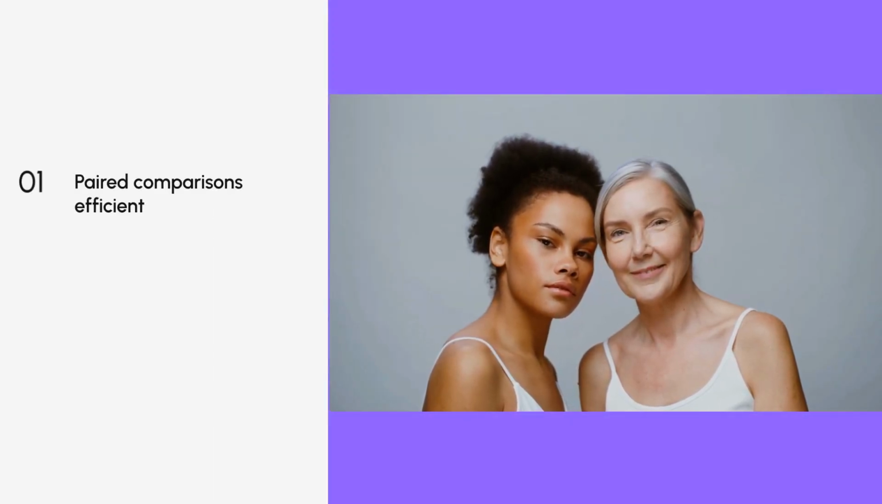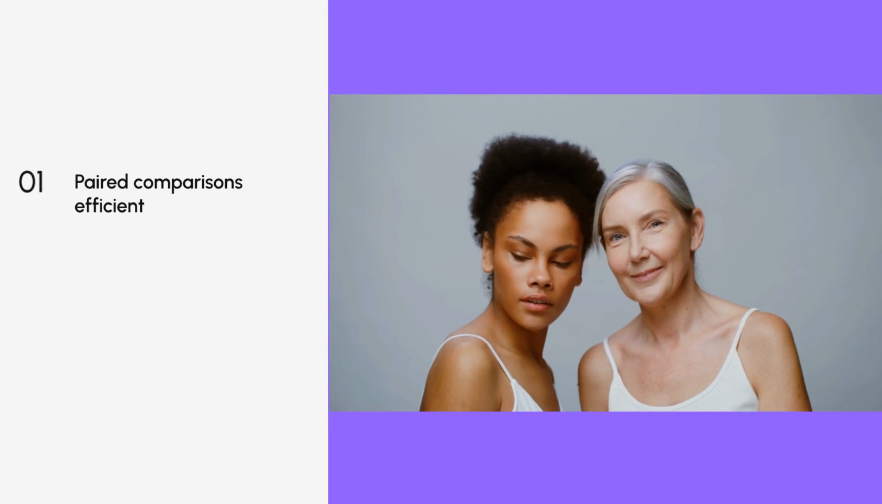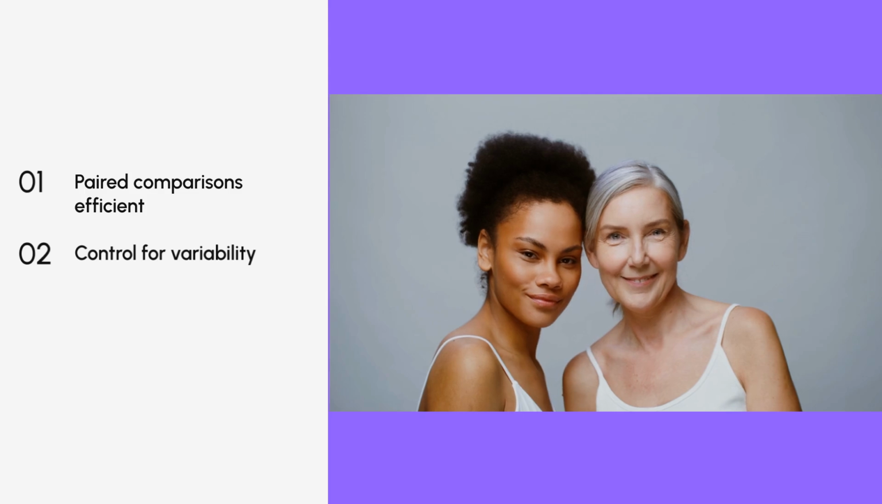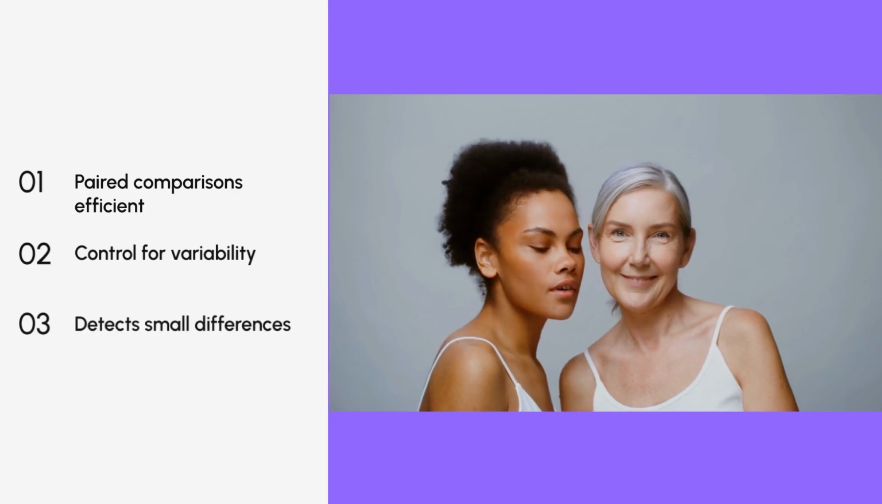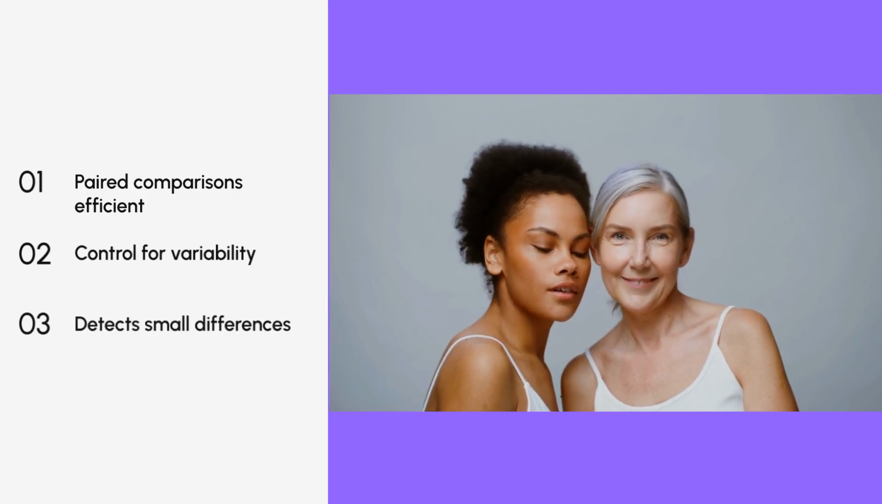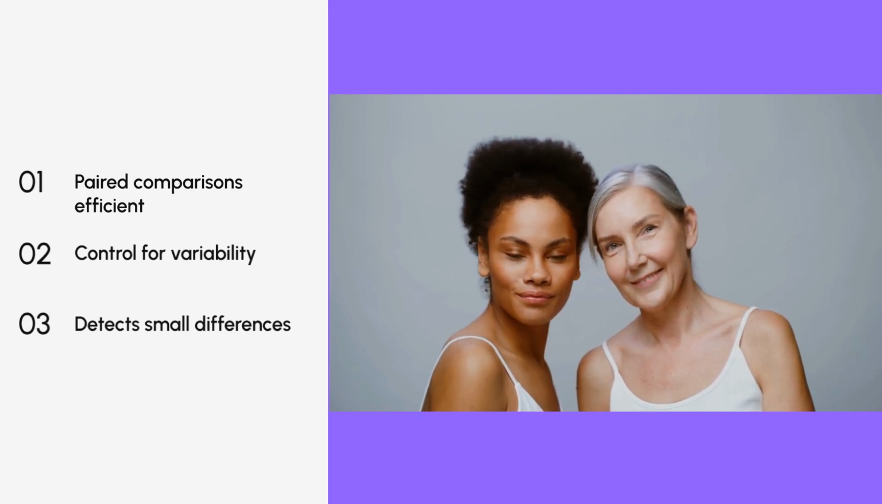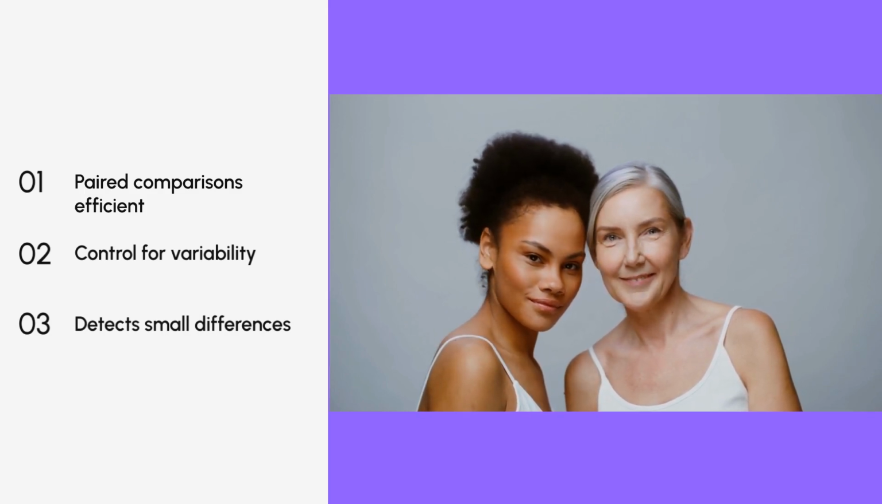Paired comparisons are efficient for comparing two treatments directly. They help control for individual variability among subjects. This method is sensitive to detecting small differences. It allows researchers to focus on specific treatment comparisons. Paired comparisons reduce the potential for experimental error.